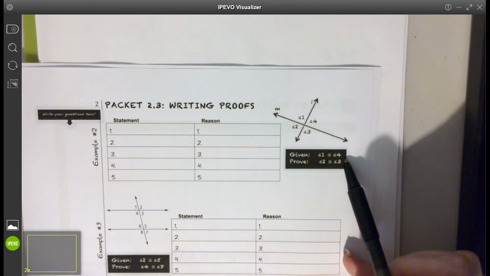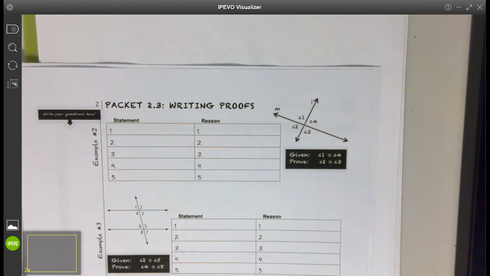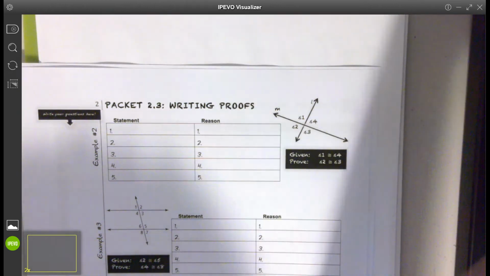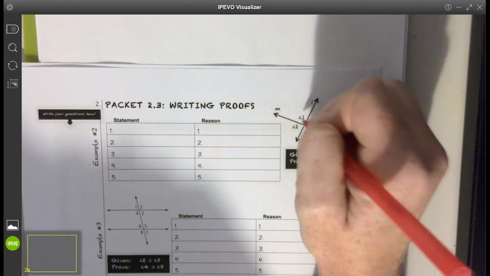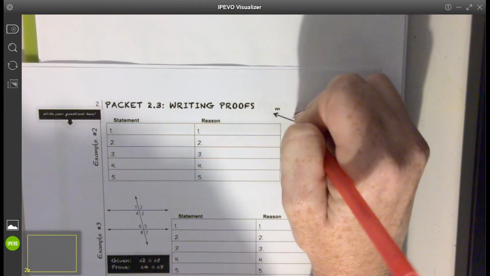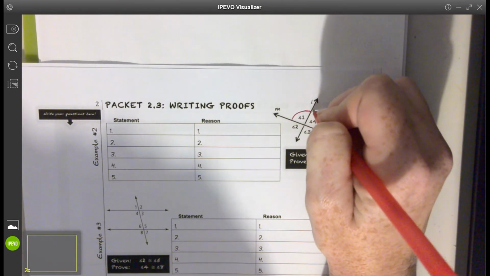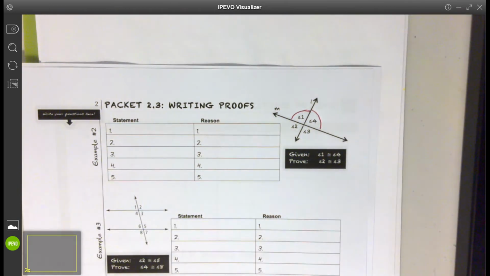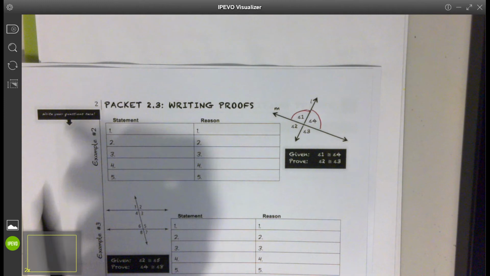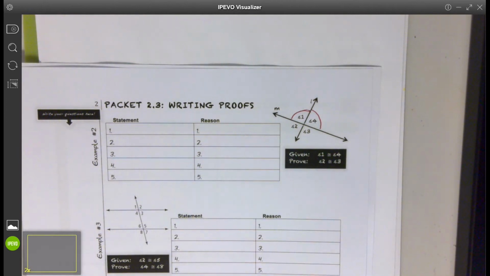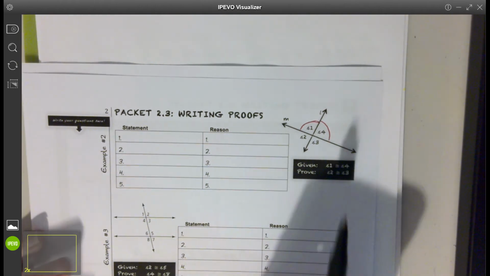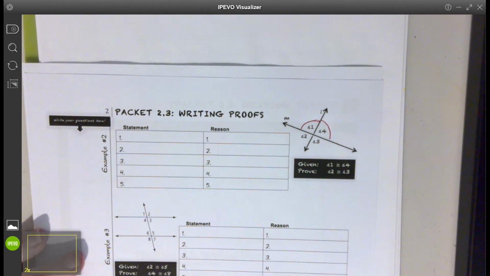So angle 1 is congruent to angle 4. So I want to start there. I actually want to write on my paper that given information. So angle 1 is congruent to angle 4. Remember, those curve markings show me that they're congruent. Now, I want to put some information in my problem to get me to angle 2 and 3 being congruent. I can't just jump and say they're congruent. I have to show my steps. So clearly I can see there are some relationships.